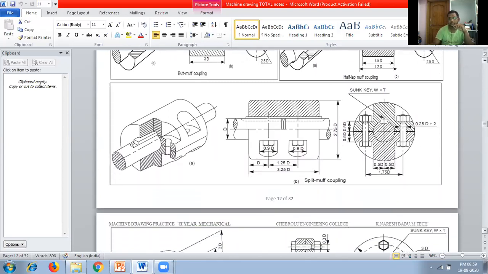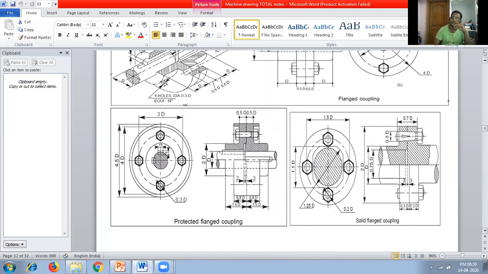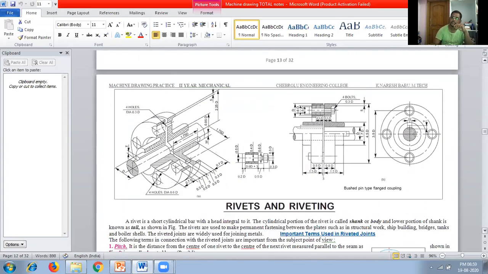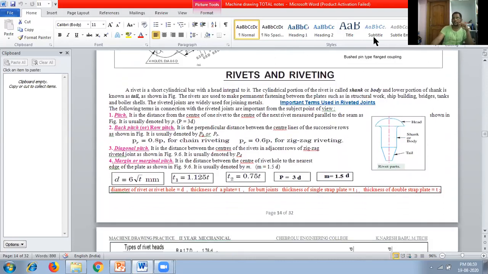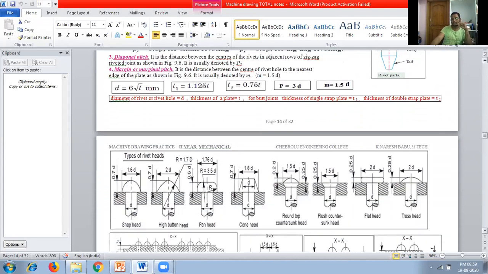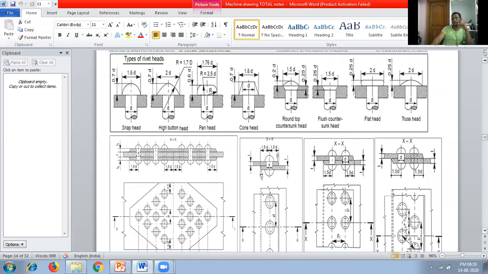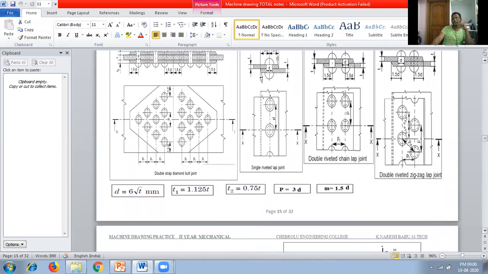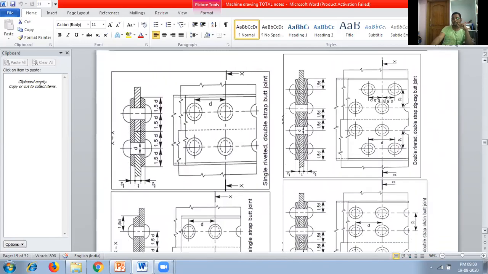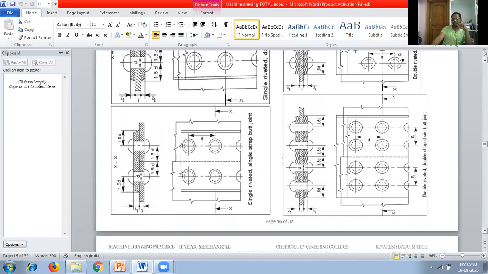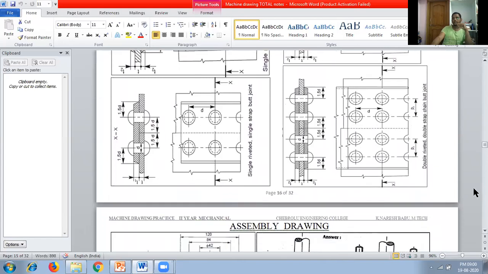These are the different types of shaft couplings. This one is also part A. Now the last topic in part A is rivets and riveted joints. These are very important from the exam point of view. These are the different types of rivets. Rivets and riveted joints, lap joints, butt joints. Up to this topic, these are in part A.